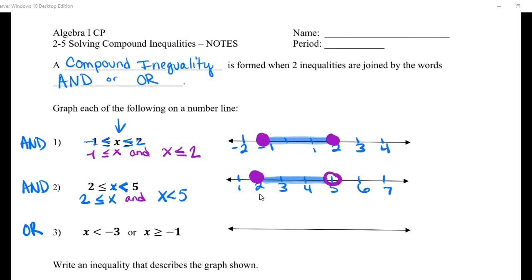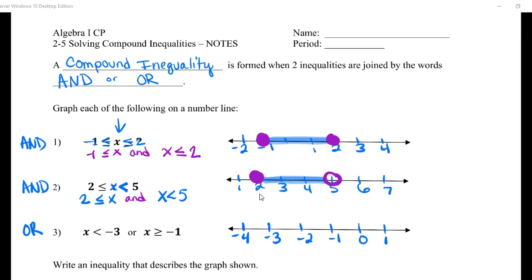For or inequalities, you graph them separate because it's this or this. So we need values from -3 to -1 on our number line. So let's start with -4. Sometimes these values are going to be a little further apart, so you might need to skip numbers, like increase by 2 or 3.